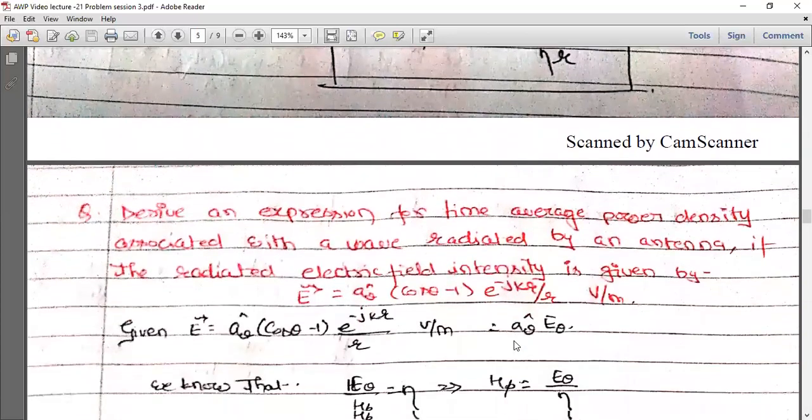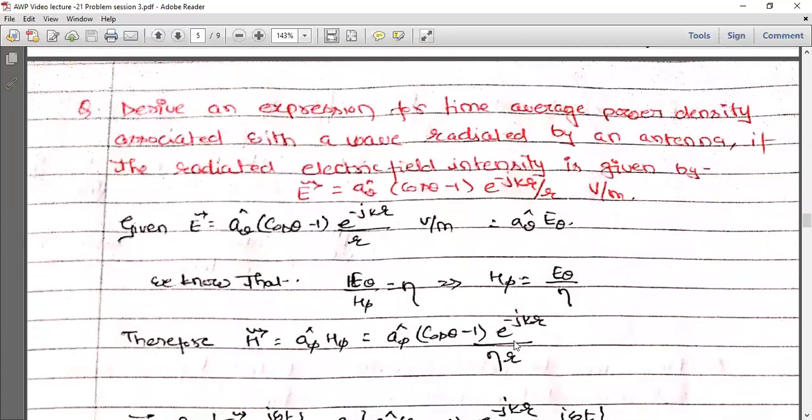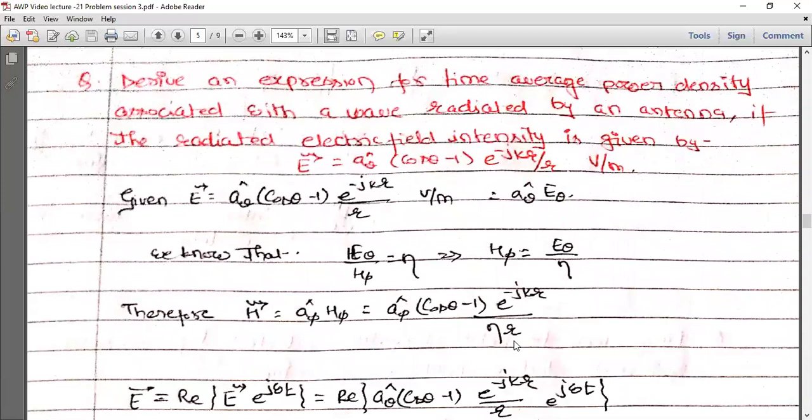Okay. So we are heading on to our next question. The question is to derive an expression for time average power density associated with a wave radiated by an antenna, if the radiated electric field intensity is given by this electric phasor, A theta cap (cos theta minus 1) e to the power minus j k r upon r. This term, e to the power minus j k r upon r, is always there. This term is responsible for the retardation effect, which is the base for antenna radiation or antenna wave propagation.